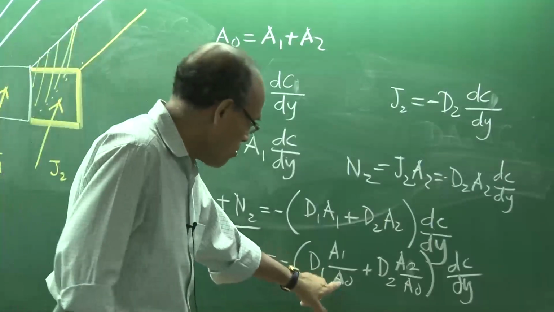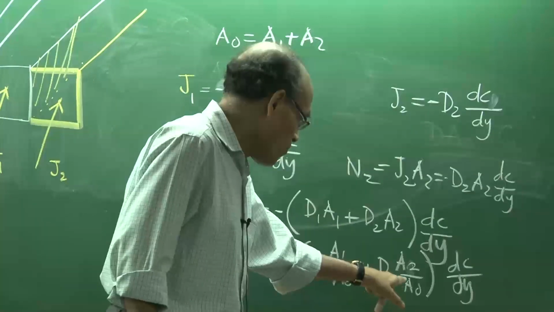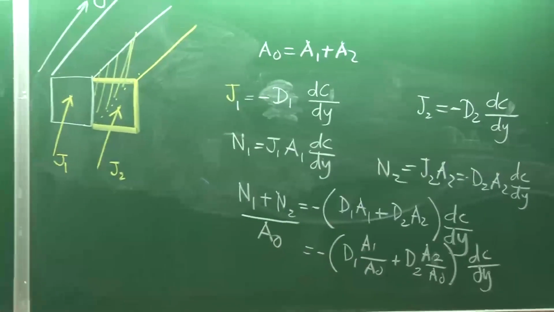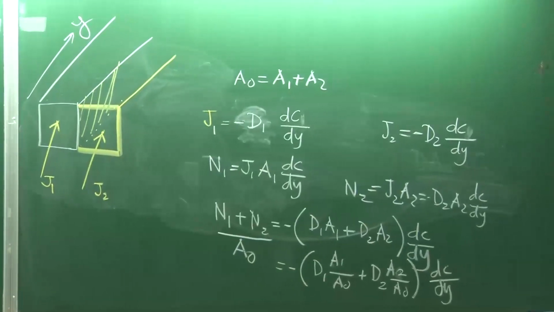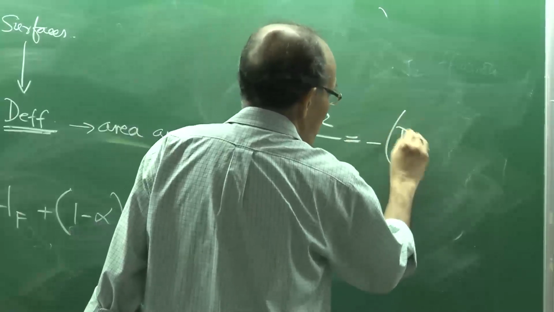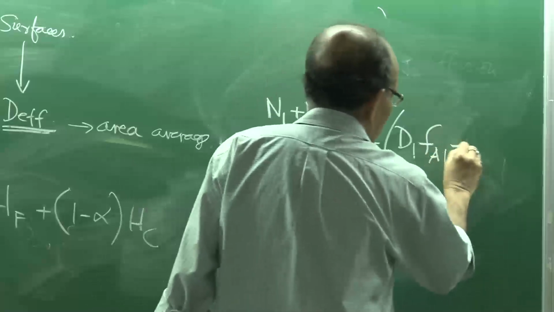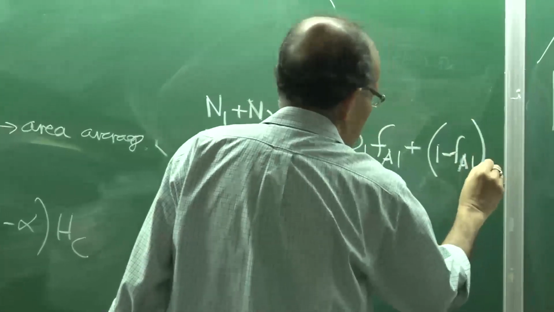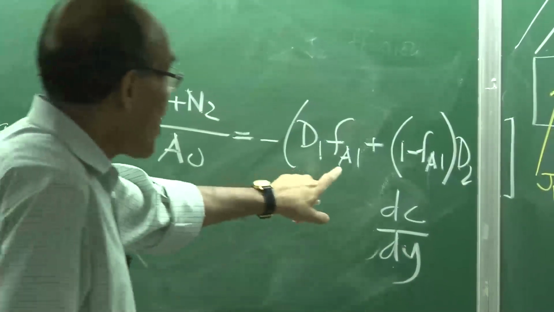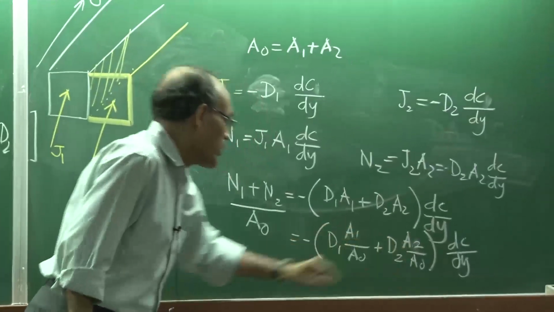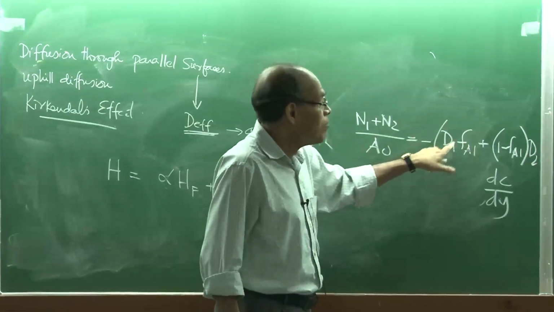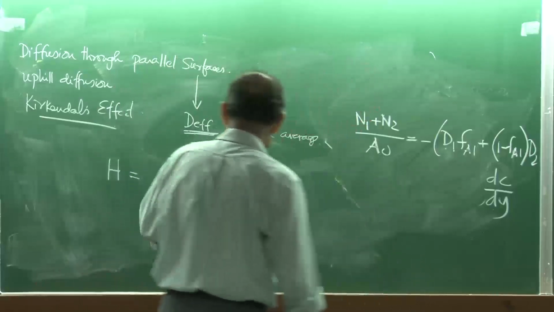So what you see here, A1 by A0 is a fraction, and A2 by A0 is another fraction. If I call it F1, the fractional area, then I can write N1 plus N2 divided by A0 is equal to minus D1 into FA1 plus (1 minus FA1) into D2, multiplied by dC by dy. So this is the fractional area A1 by A0, and because A1 plus A2 is equal to A0, as you can see here, earlier what I had was alpha into Hf, now F1 into D plus (1 minus FA1) into D, exactly like 1 minus alpha into Hc.